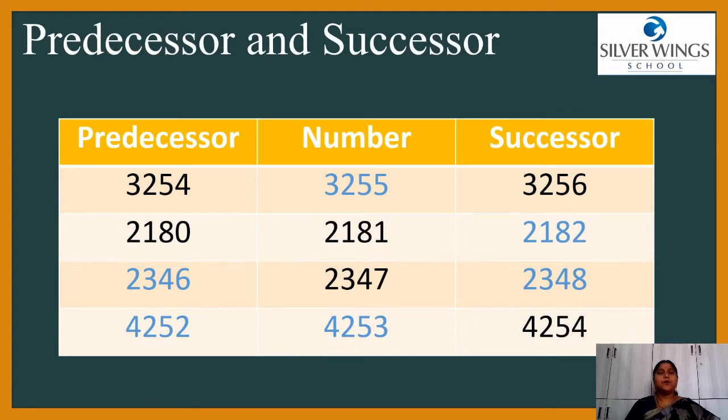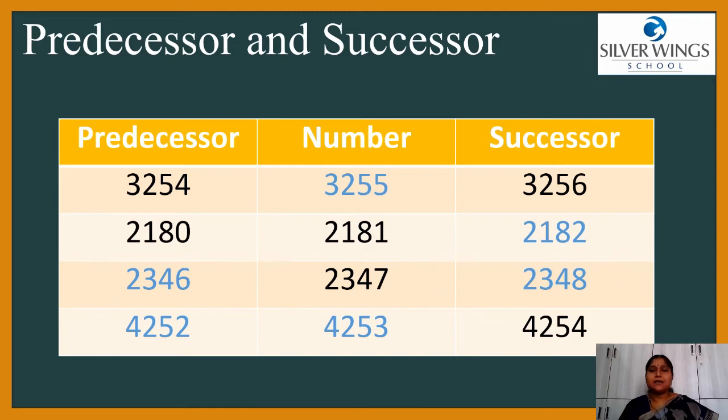Now, come to predecessor and successor. See here, the middle column. Numbers, I gave numbers. Before one is the predecessor, after one is the successor. Here, one thing you should remember. What is predecessor? Predecessor means just before number. The number just before the given number is called the predecessor of that number.